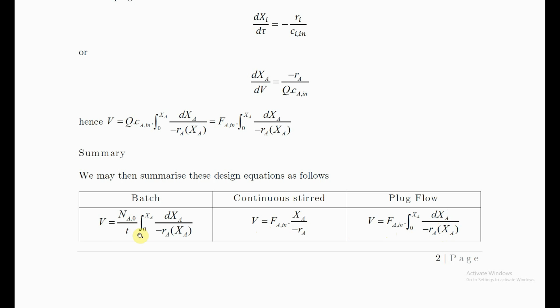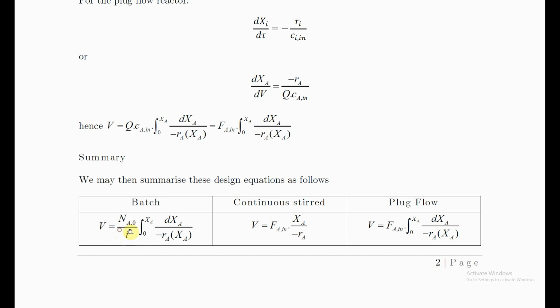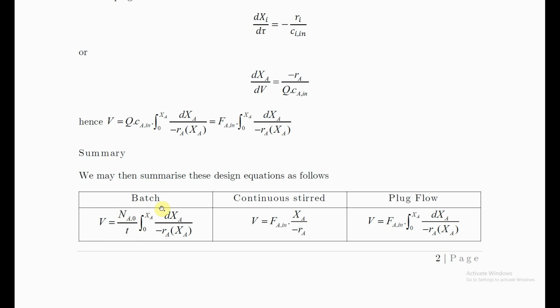So this is all the time that was spent going from 0 to XA. And you had initially a total NA naught. So in the batch case, you had charged everything in, whereas in the flow cases, you continuously fed A in. So if you think about this, if the batch was somehow a flow case, then NA naught over t is in effect the molar flow into the reactor. So in a way, all these equations have very much the same form. So the FA in part, there are some equivalencies we can see among them.